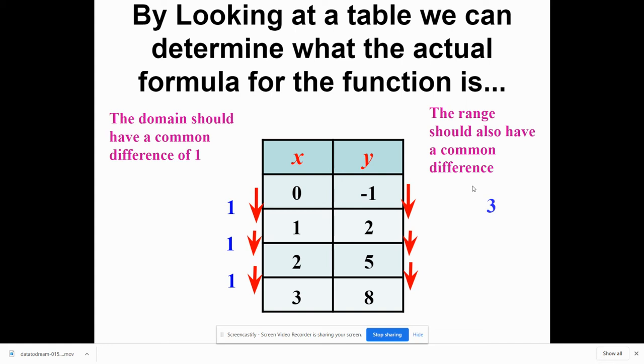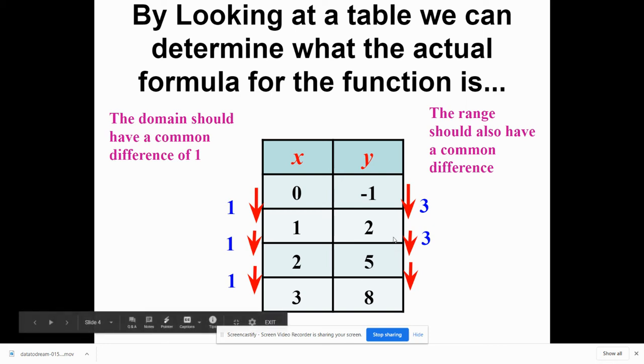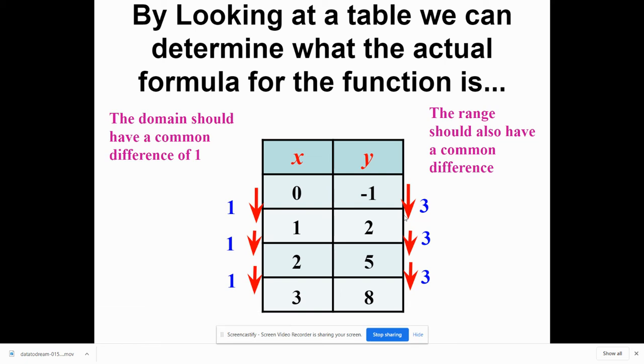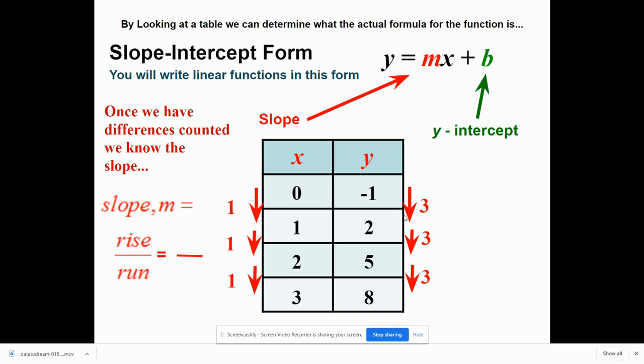Well, let's see. From -1 to 2, it goes up by 3. How do you know that? Take 2, subtract -1, you'll get 3. Take 5, subtract 2, you get 3. Take 8, subtract 5, you get 3. All right. So there is a common difference on the domain and a common difference on the range.